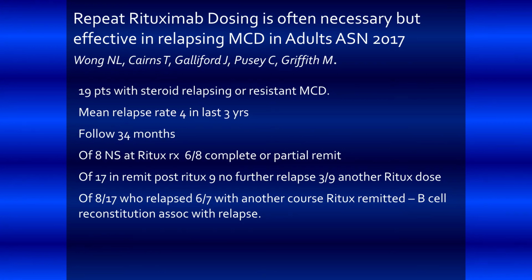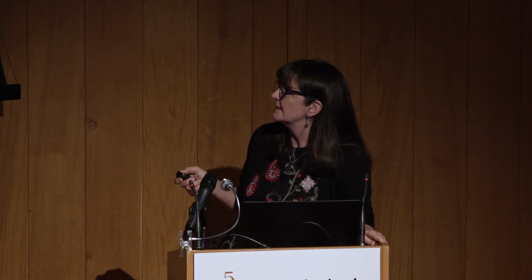This is our series of patients from the Hammersmith, which shows similar results, really. 19 patients followed out to nearly 3 years. 8 patients were nephrotic at the time that they were treated with the rituximab, and 6 of the 8 achieved remission or partial remission on rituximab. And of the 17 of 19 patients then who were in remission post-rituximab, 9 had no further relapses. 3 of those 9 were treated with top-up rituximab.